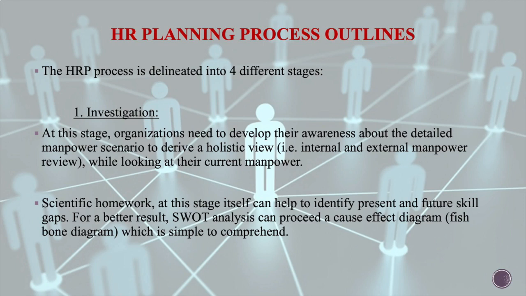For a better result, SWOT analysis, that is strength, weakness, opportunity and threat analysis, can precede a cause and effect diagram, and the cause and effect diagram is called a fishbone diagram, which is very simple to comprehend. The second stage is called forecasting.